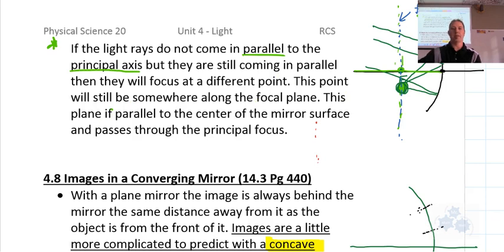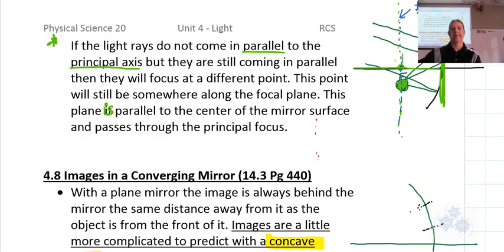And this should be, I think, this plane right here is parallel to the center of the mirror, so it would be like parallel to this, and perpendicular to the principal axis. All right, any questions about that?